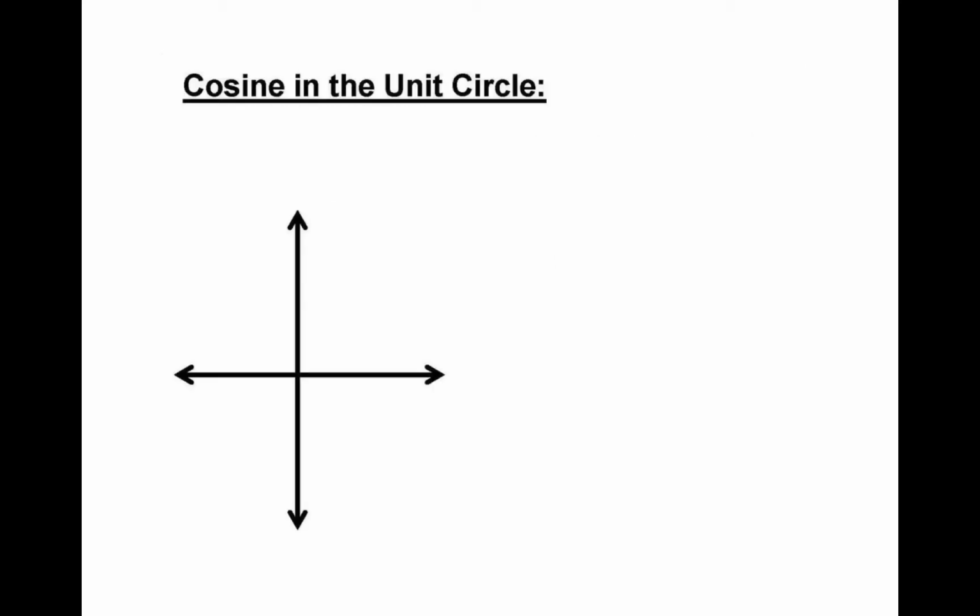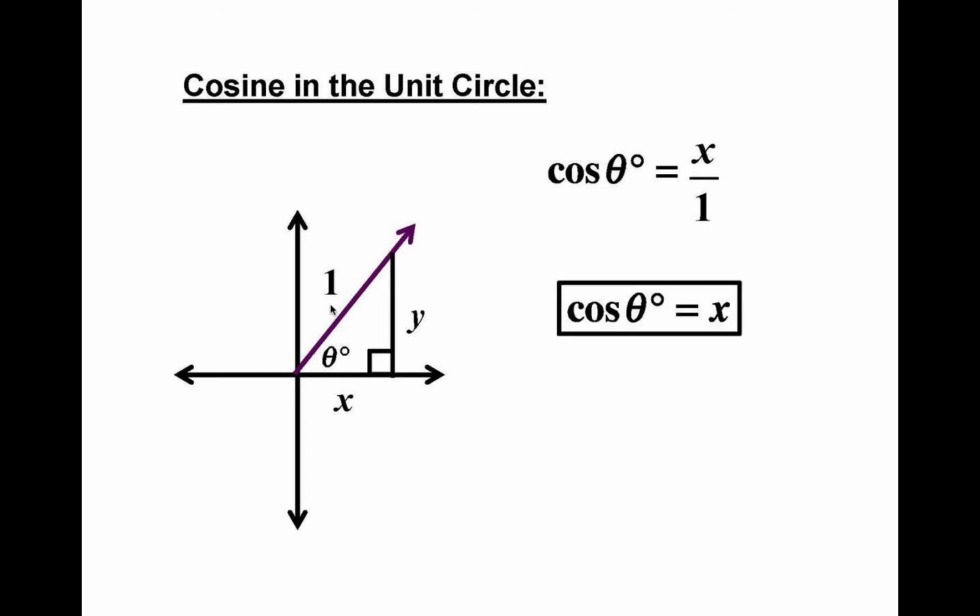So if you graph a triangle in the unit circle, where this is the angle theta, the radius in the unit circle is 1. This is your x coordinate, this is your y coordinate in the unit circle. If you're looking for the cosine ratio today, cosine is adjacent over hypotenuse. So it's x over 1. So the cosine ratio is equivalent to the x coordinate in the unit circle.